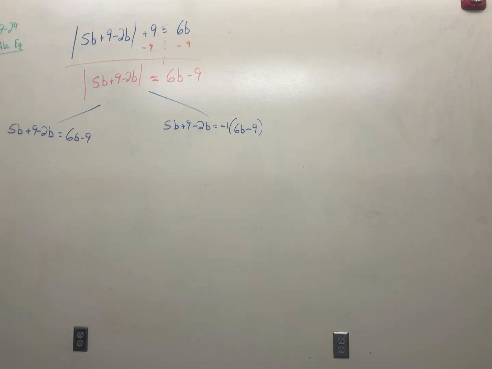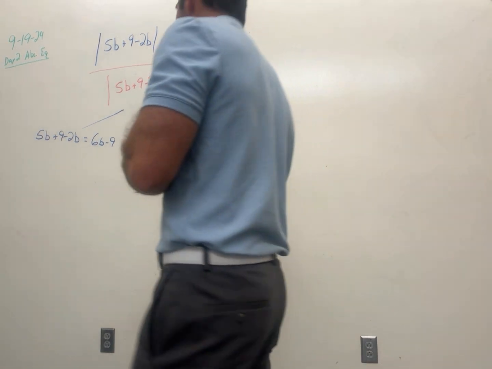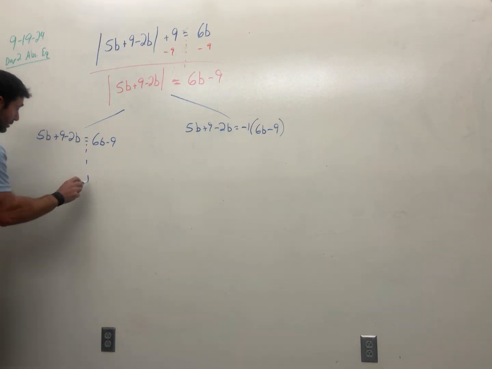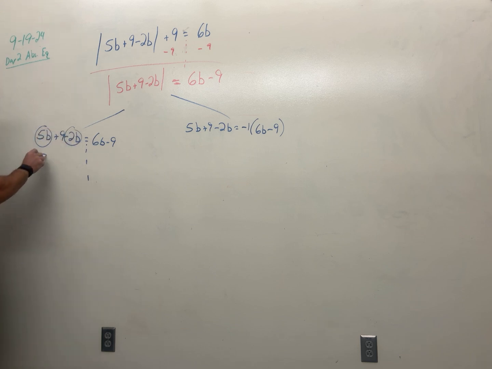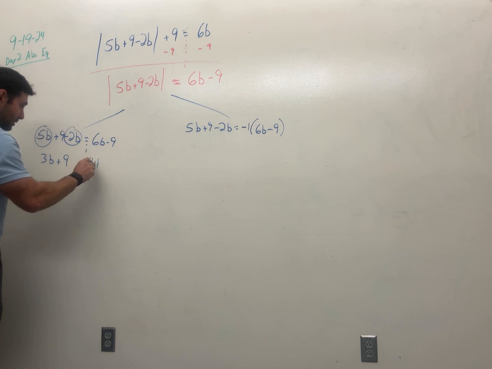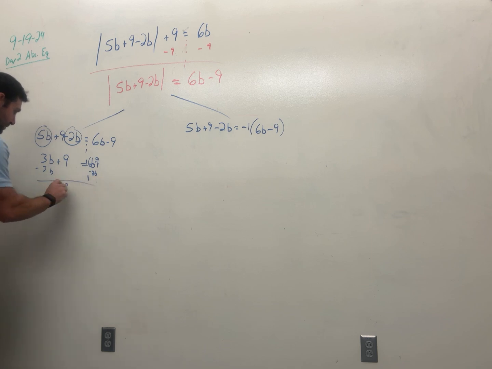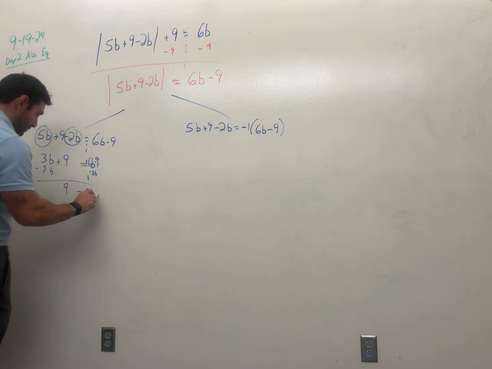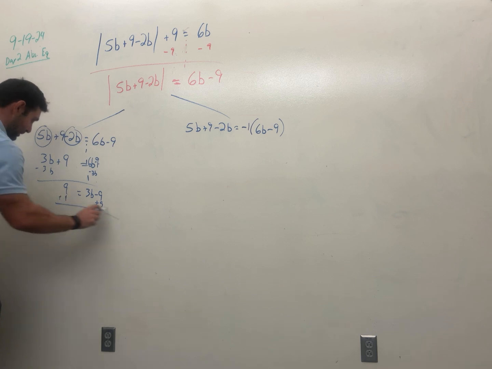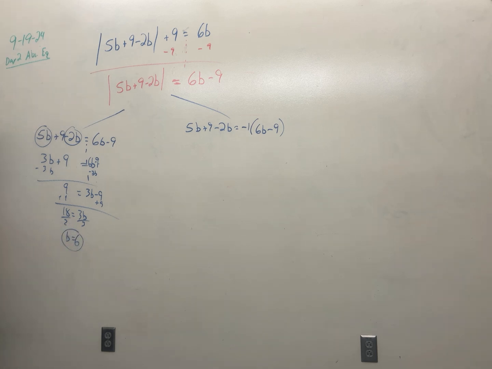Why am I missing the calculator? Okay. Sorry. Don't be sorry, you're fine. Here we go. So, combine like terms. That gives me 3b plus 9 equals 6b minus 9. Subtract 3b from both sides. That gives me 9 equals 3b minus 9. Add 9. That's 18 equals 3b. Divided by 3, b equals 6.